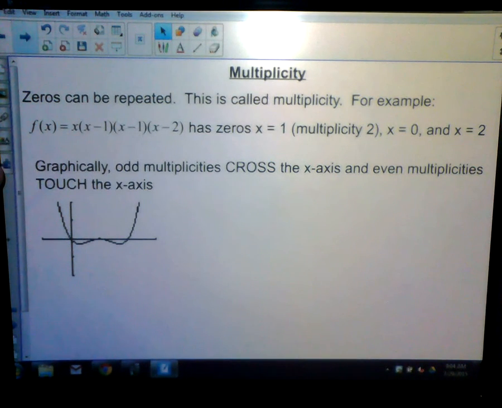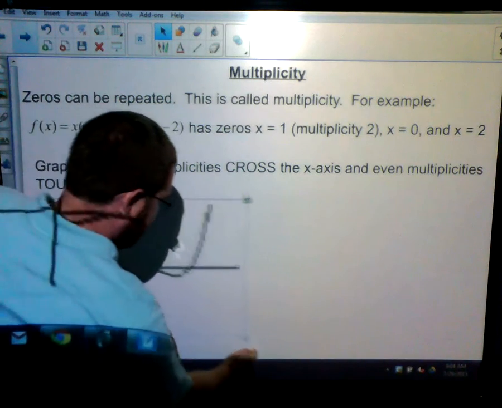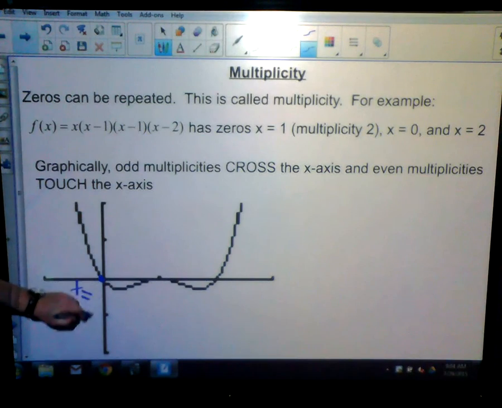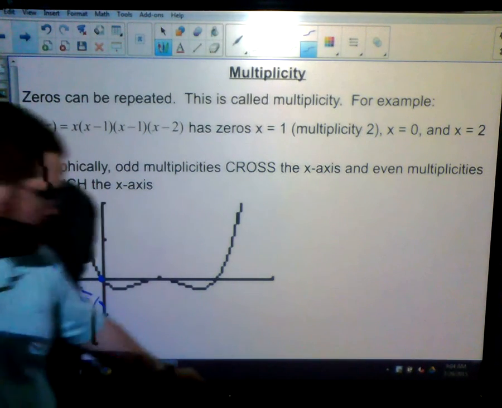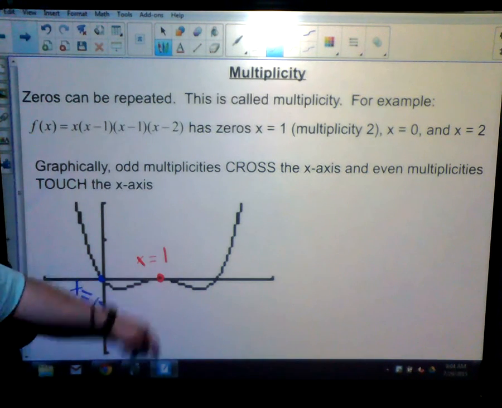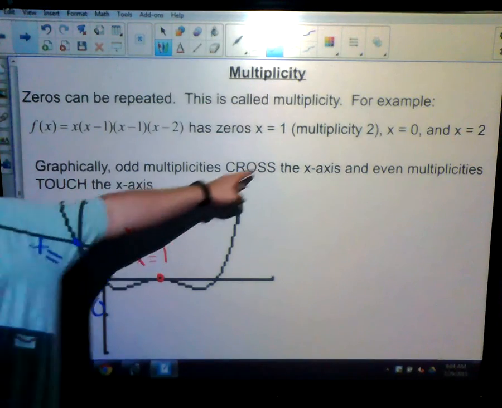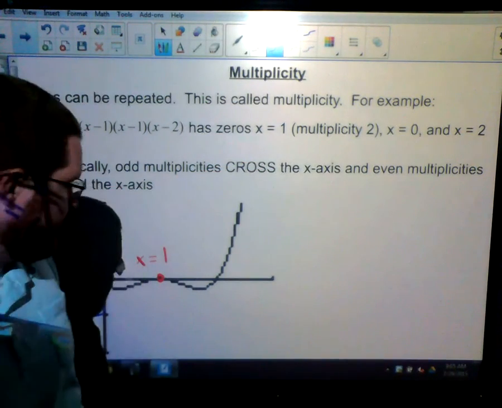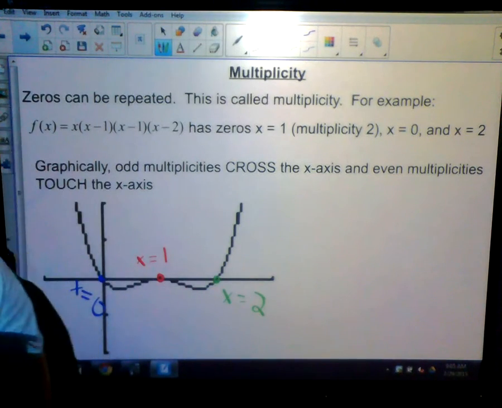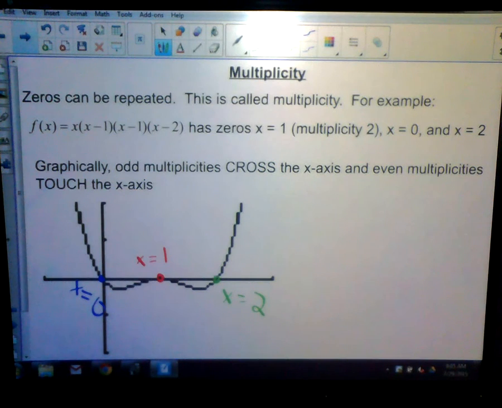Well, what does it mean to have multiplicity on a graph? Graphically, odd multiplicities cross the x-axis, and even multiplicities touch the x-axis. So here, this is x equals 0. It crossed the x-axis. This is x equals 1. Notice that it just touched the x-axis but didn't cross it. That's because it's got a multiplicity of 2, an even multiplicity. Over here, this is x equals 2. That only has a multiplicity of 1 because there's only one factor. That means it crosses. Things like that will help you a lot as you go through Algebra 2.